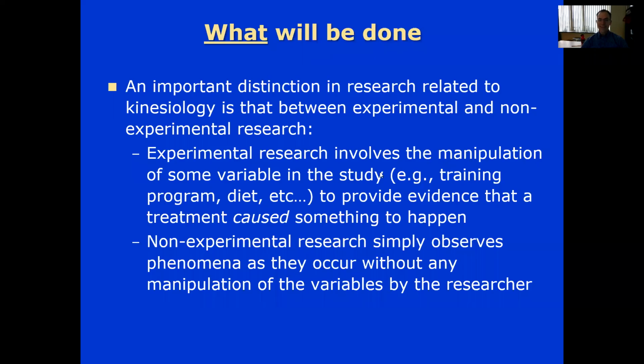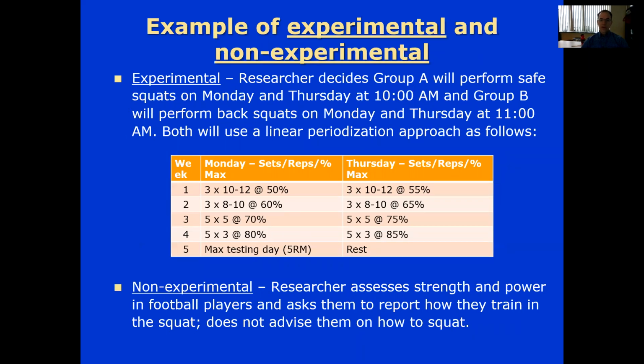So let's move on to an example of experimental research versus non-experimental research. Well, here's an example using the same squat as your measure between experimental and non-experimental. So here in the experimental, the researcher decides that group A will perform safe squats on Mondays and Thursdays at 10 a.m. and group B will perform back squats on Mondays and Thursdays at 11 a.m. Both will use the same linear periodization, so the same exercise protocol as outlined here as follows. So this is what they're going to be doing.